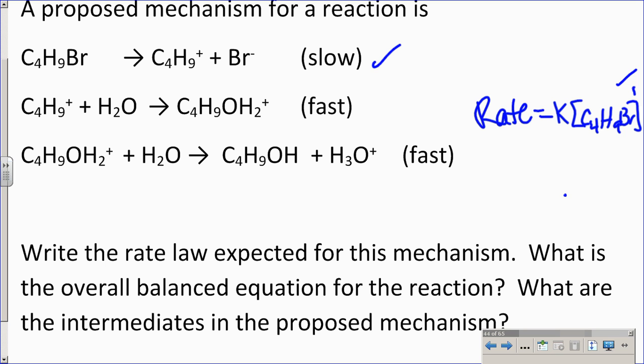What was your intermediate? Alright, so the cation, anything else? The C4H2. Okay, so the other cation. Any intermediate, I'm sorry, any catalyst? No, okay. Let's do, this next one I think is the fast equilibrium one.